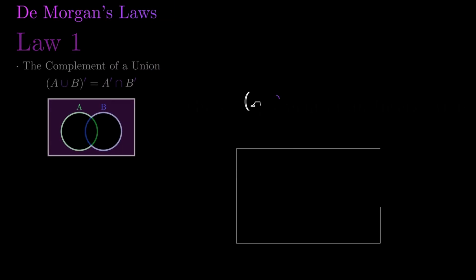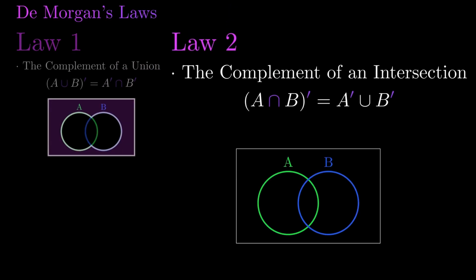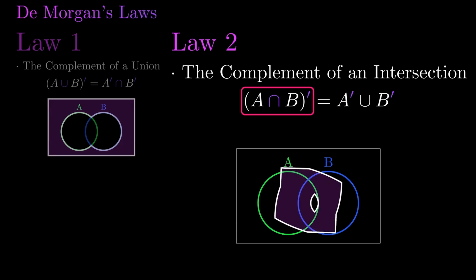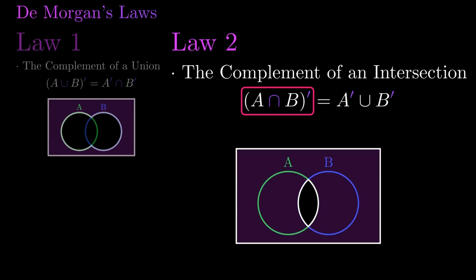Law 2, the complement of an intersection. This is the second law. The left side, (A intersection B) prime, means first find the intersection of A and B, the middle overlap, then find the complement, everything except that tiny middle part.